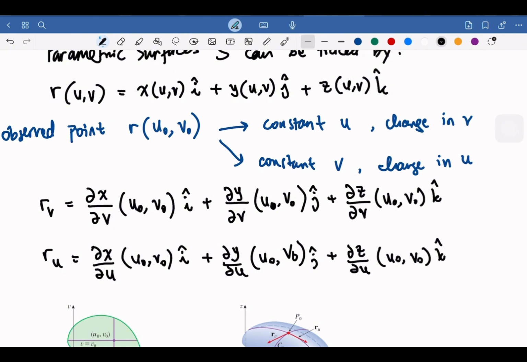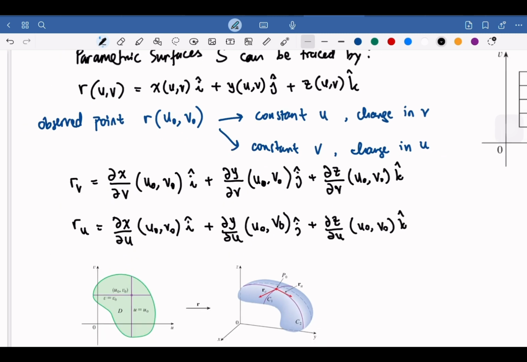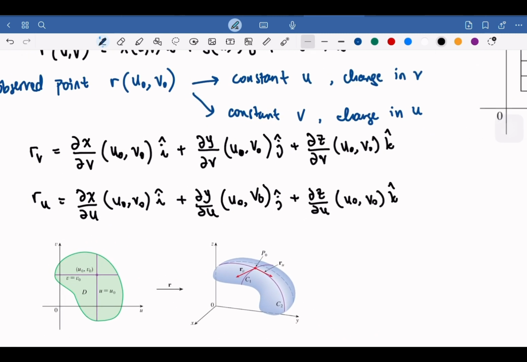Okay, now we have these two, and remember that we call these tangent vectors. If the cross product of these two, Ru cross Rv, is never going to be zero, then we say surface S is smooth.